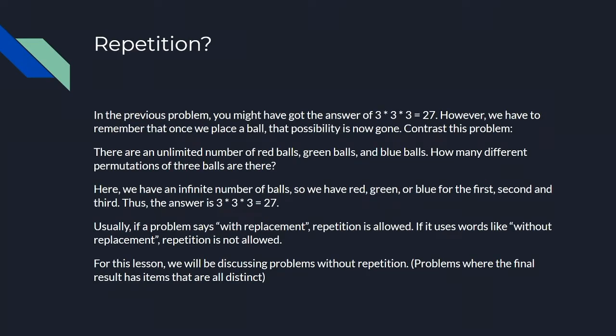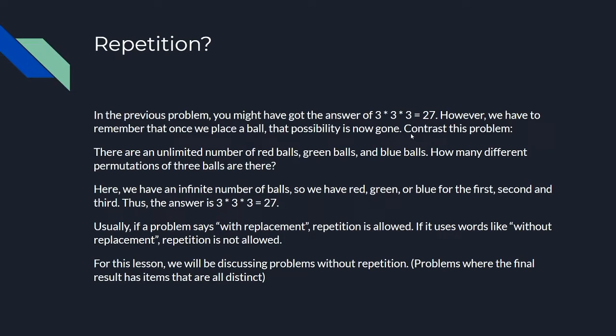And if you got 3 times 3 times 3 equals 27, that's fine. This is a mistake that happens a lot. So the important thing is that you have to remember that once you place a ball, that possibility is now gone, right? So if I place the green ball, that's 3, right? It could be red, green, or blue. But then for the next ball, I don't have 3 possibilities anymore because I already placed one of those balls. So now there's only 2 left.